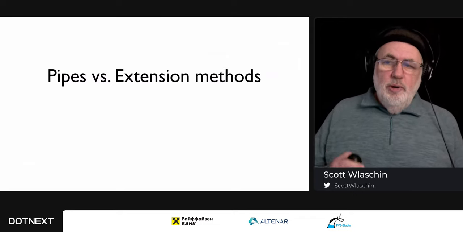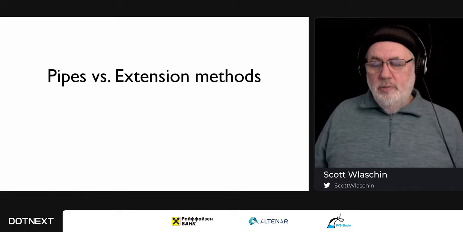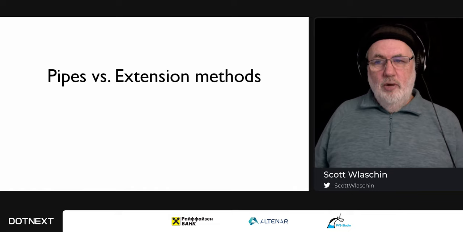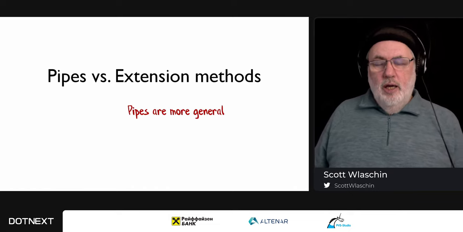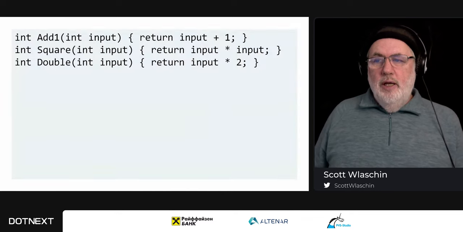Now, let's talk about extension methods versus pipes. In C#, like LINQ, we're using extension methods, and in F# we're using pipes. So what is the difference? Why are there two different concepts here? The answer is that pipes are more general. And let me show you why.